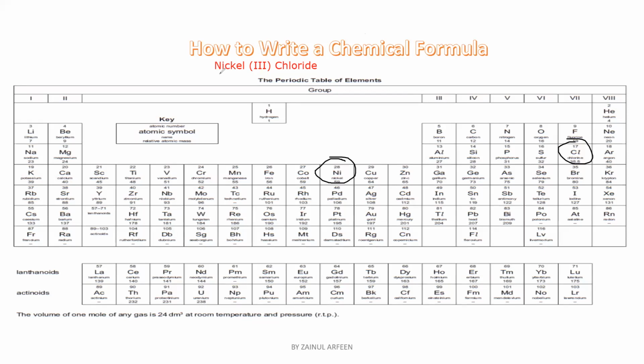That's right. Nickel, first we write the symbol. Nickel is Ni and chlorine is Cl. Because this 3 is for nickel, it is plus 3. And chlorine belongs to group 7, so it is minus 1. So one is plus 3, another one is minus 1. We cross multiply. So it will be NiCl3. So for nickel 3 chloride, the formula will be NiCl3.